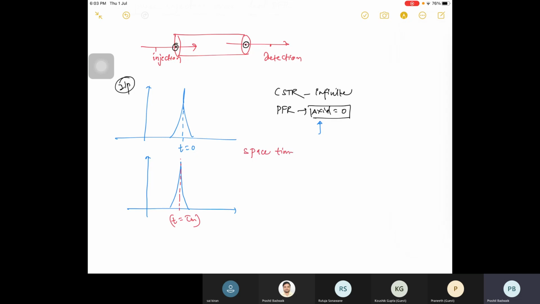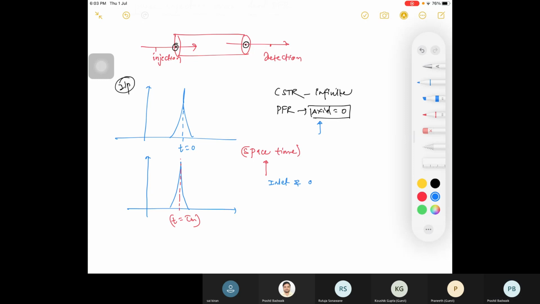So I'll say there is a lag between the inlet and outlet of your tau m. You are getting the same profile at the exit after time tau m. So I can say this tau m is the space time of that reactor, the space time of that PFR. Are you guys clear with this?